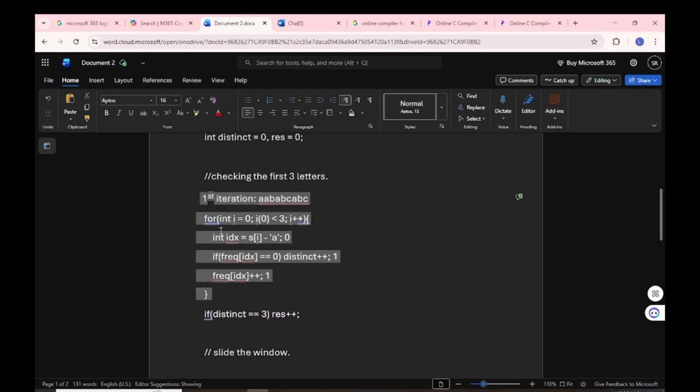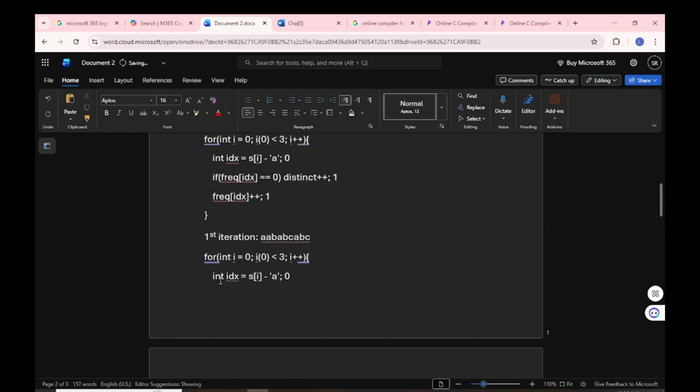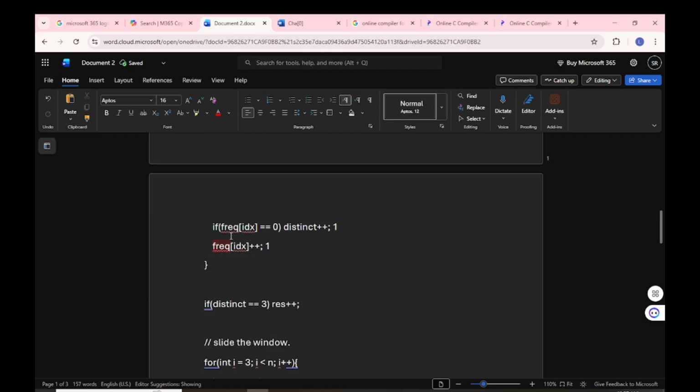So now the second iteration, here would be 1. So here this should be b minus a, this means 1. So idx, in frequency 1 we have the value 0.